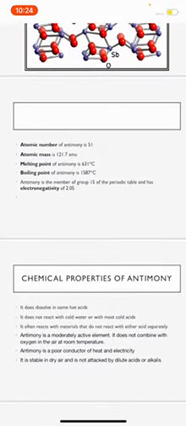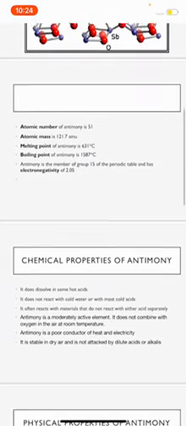Here are the chemical properties of antimony. These are: it does dissolve in some hot acids, but it does not react with cold water or with most cold acids. It often reacts with materials that do not react with either acid separately. Antimony is a moderately active element. It does not combine with oxygen in the air at room temperature. Antimony is a poor conductor of heat and electricity. It is stable in dry air, and it is not attacked by dilute acids or alkalis.